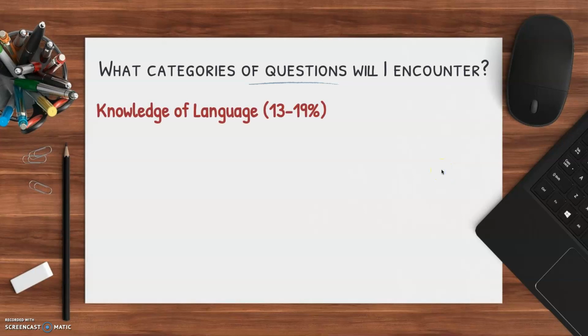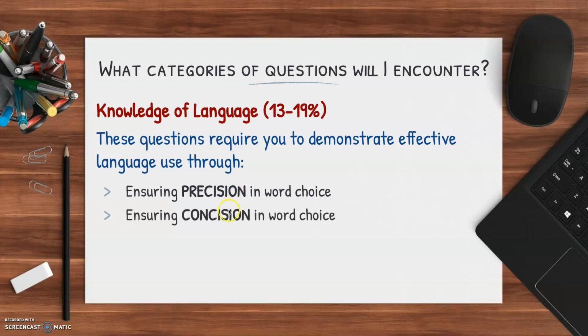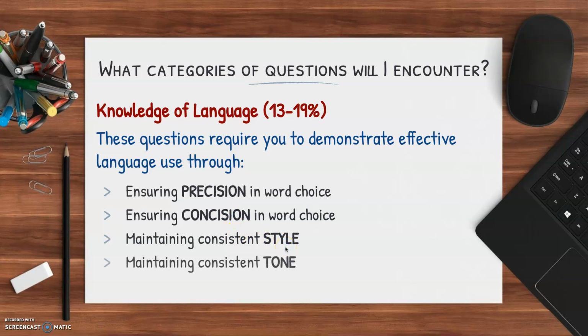The second category of question that you'll answer is called knowledge of language. And notice you won't answer very many of these questions on the English section. They only make up between 13 and 19% of the overall questions. Here, you have to show effective language use by ensuring precision in word choice, ensuring concision in word choice, maintaining consistent style, and maintaining consistent tone.